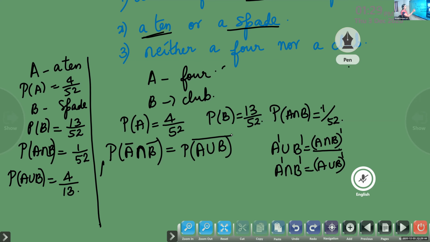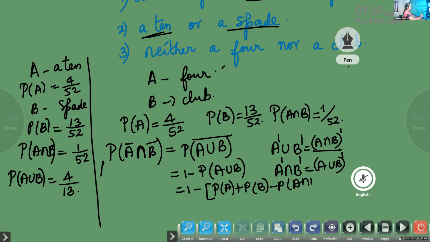Now what is P of A union B the whole bar? It is the same as 1 minus P of A union B. Complementary events: P of E bar is 1 minus P of E. So it is 1 minus P of A union B. And what is P of A union B? P of A plus P of B minus P of A intersection B.